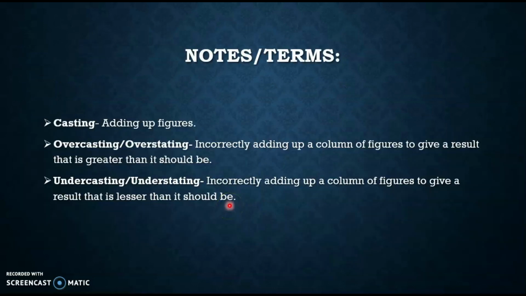So throughout the session, you would have heard me saying overcast and undercast. So just to note, casting is adding up figures. Overcasting or overstating is when we incorrectly add up a column or figure to give a result that is larger than it should be. So we add up a column, it's too large, so we overcast it. And then undercasting or understating is where we incorrectly add up a column of figures to give a result that is less than it should be. So as we were saying with the transposition, we had overcast, and so we'd have to correct it.